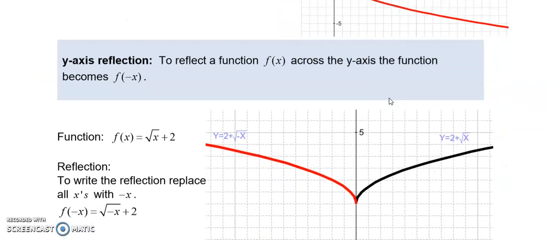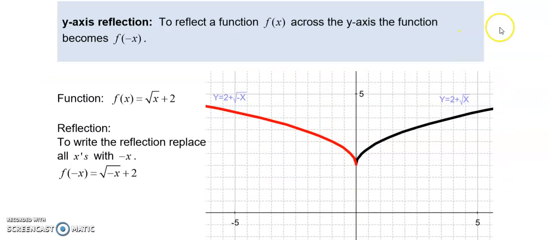So let's look at the next type of reflection that we can do as well. Again, notice the black function. That's still y equals 2 plus the square root of x. And now you can see that it's been reflected across the y-axis to become the red function that you see. How do we take a function and reflect it across the y-axis?